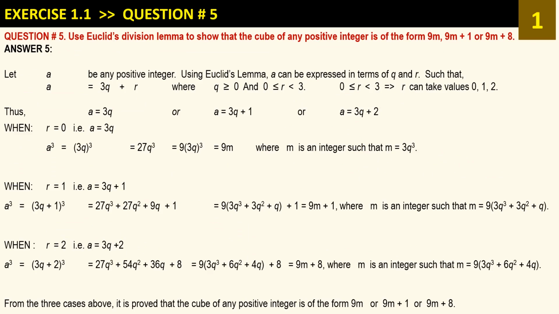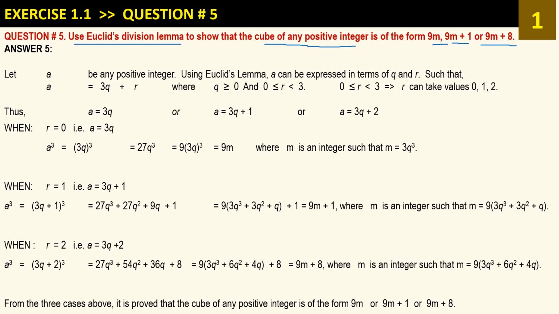Now at question number 5, which is use Euclid's division lemma to show that the cube of any positive integer is of the form 9m plus 1 or 9m plus 8.